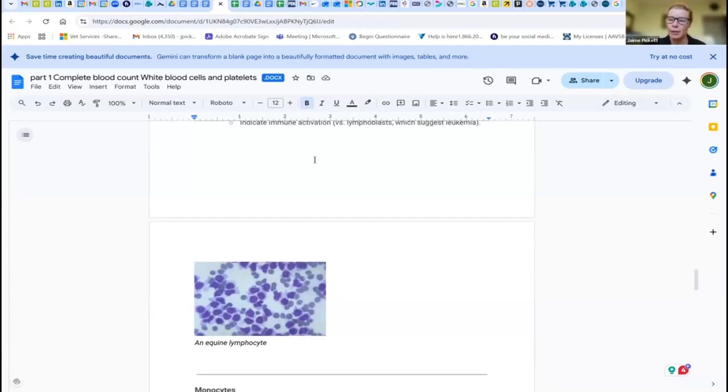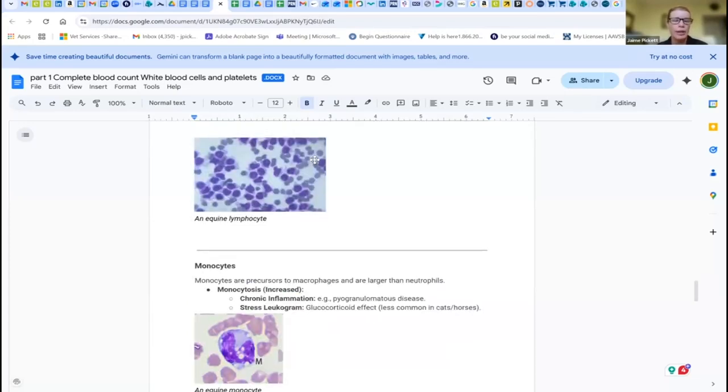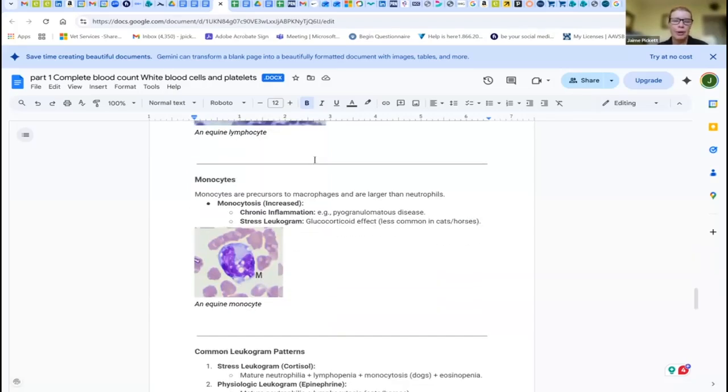Amazing. Let me move my notes aside. So let's move on to monocytes. They are the chronic inflammation indicator. Monocytes are the precursors to macrophages and show up when inflammation becomes more prolonged and chronic.